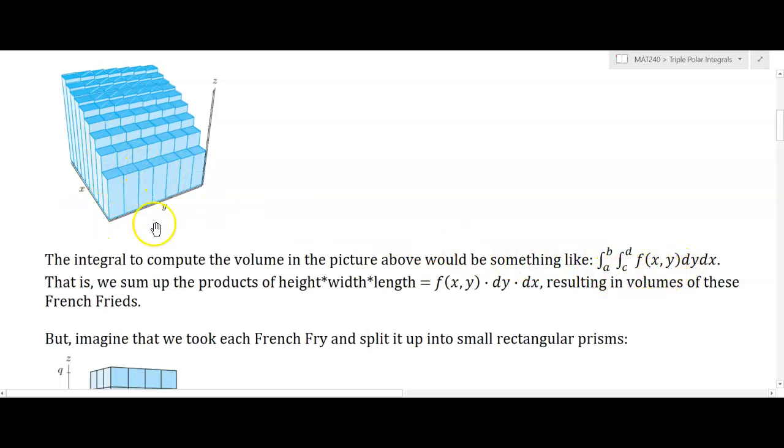The integral to compute the volume in this picture would look something like this. If our region was rectangular, the integral of f of x, y, that's the height, multiplied by the width, multiplied by the length. We could think about these as being little individual dx's, these as being little individual dy's, and the height of this thing as being f of x comma y. When we multiply these three things together, we get volume, and now we want to sum across all of the dx's from x goes from a to b and y goes from c to d. And so we sum up all of these products, resulting in volumes of these French fries.